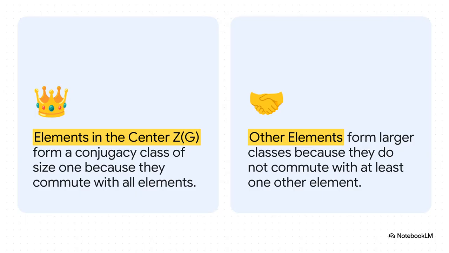And this is where things get really interesting. If an element x is in the center, what happens when you try to conjugate it? Well, g x g inverse just simplifies right back down to x. It doesn't change, so its conjugacy class is just itself. It's a lonely little clique of size 1. Every other element that's not in the center belongs to a bigger family, a class with more than one member, because there's at least one other element out there it doesn't commute with.